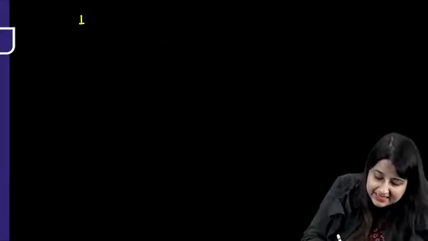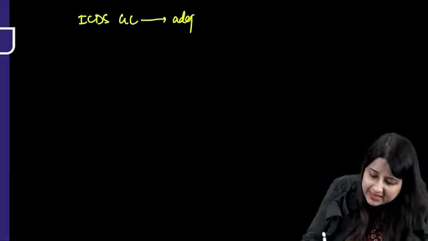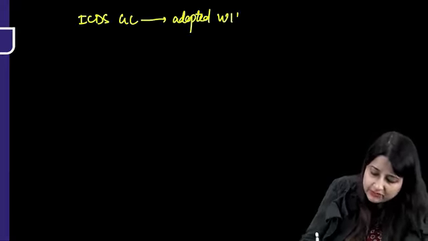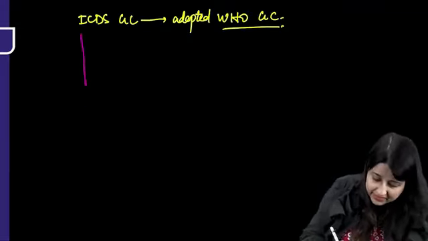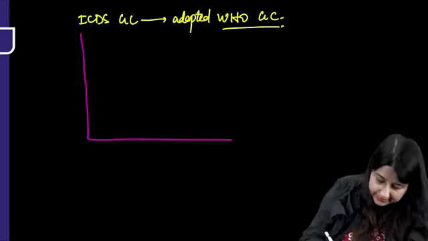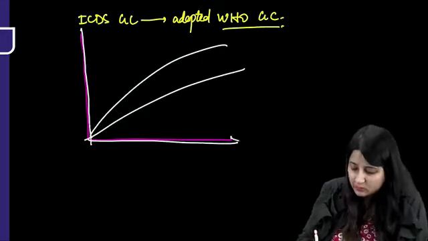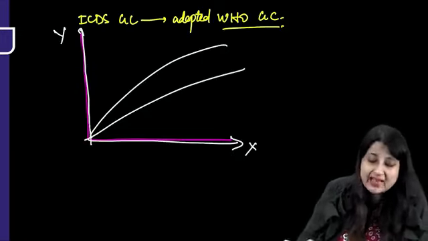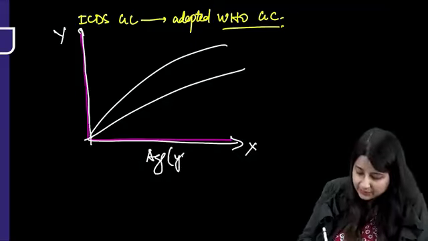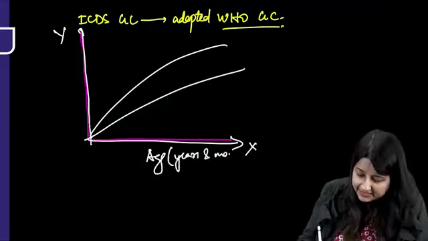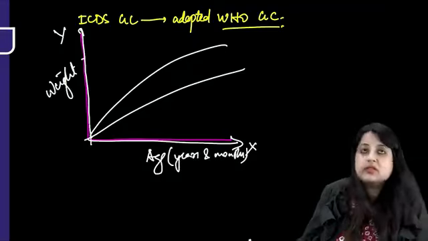Now, remember, ICDS growth chart was adopted from whom? ICDS growth chart was adopted from WHO growth charts, guys. So first let us make the WHO growth chart. Now, WHO growth chart has only 2 lines. And what are you plotting? This is the x-axis, y-axis. In this, always you're going to plot age. Age will be plotted completely in years as well as months. And on the y-axis, we are going to plot the weight.